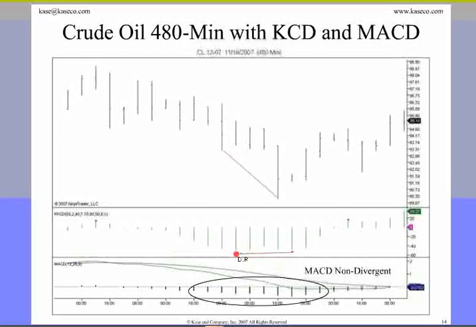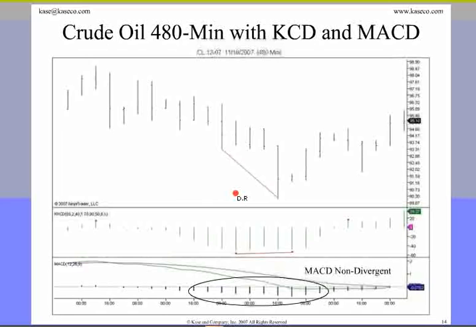In this case, we see falling price with rising momentum on the KCD indicator, which indicates a divergence. This is an indication that the market's going to turn or may turn to the upside. That's what it does. On the MACD, the momentum just continued to fall.